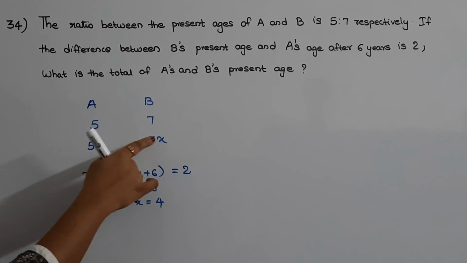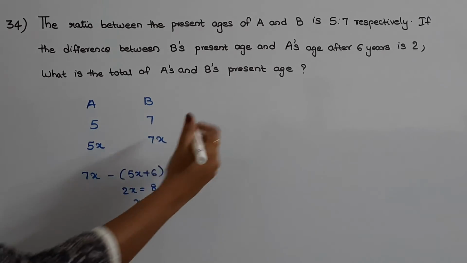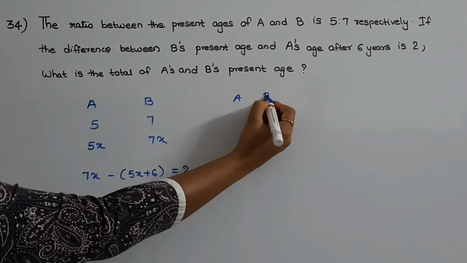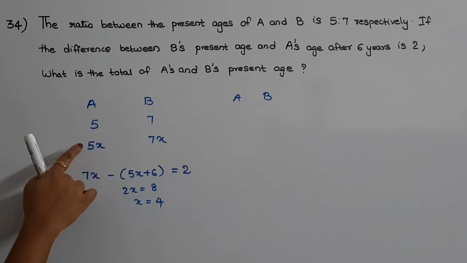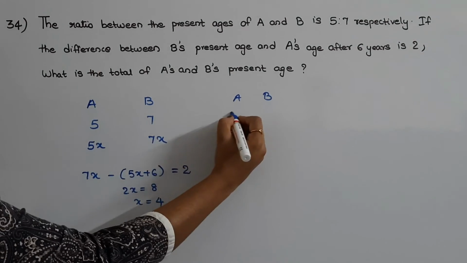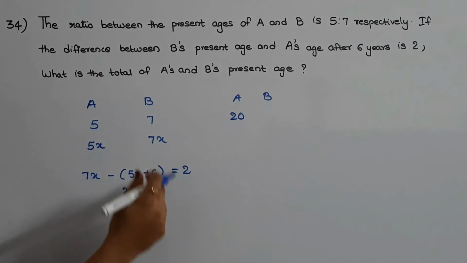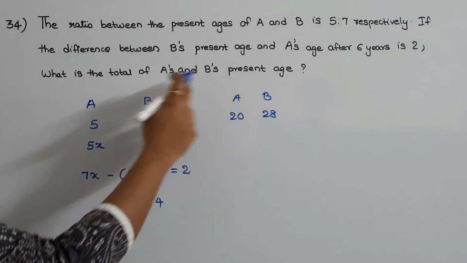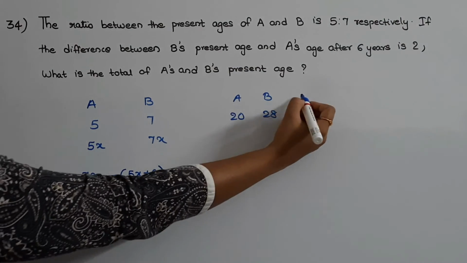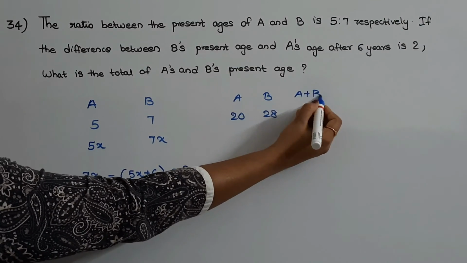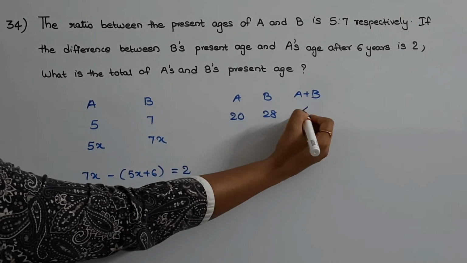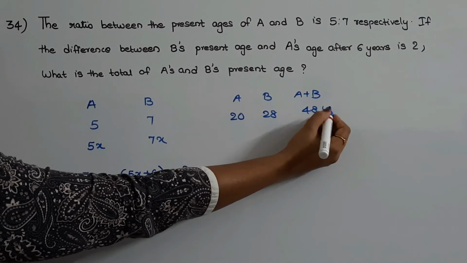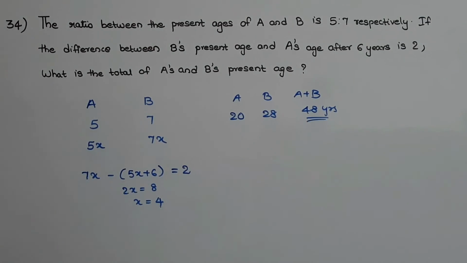Now we can find out the present ages of A and B. Okay. So A's present age will be 5x, that is 5 into 4, that is 20, and B's age will be 7x, that is 7 into 4, that is 28. They are asking us to find out the sum of their present ages. So sum of their present ages would be 20 plus 28, that is 48 years. So this is the answer.